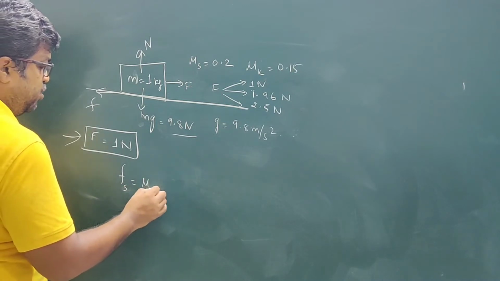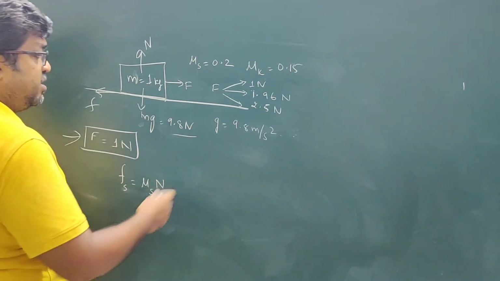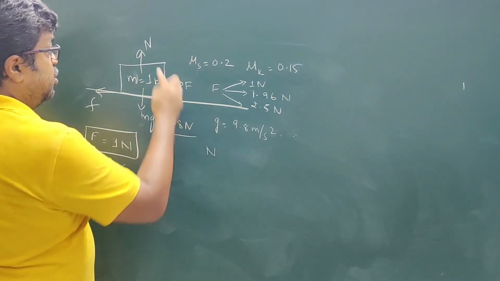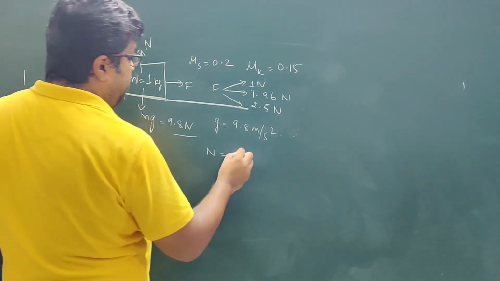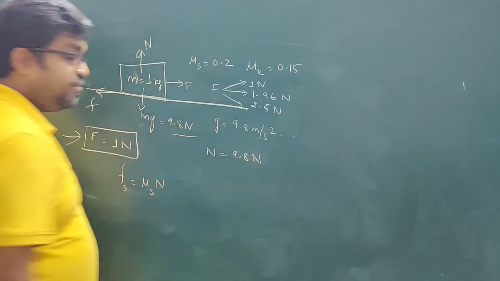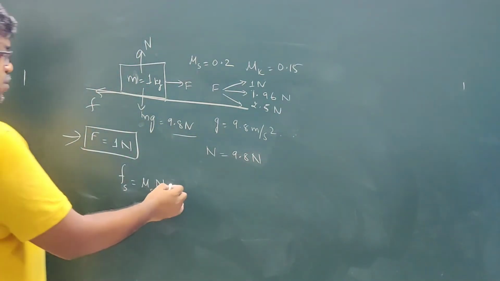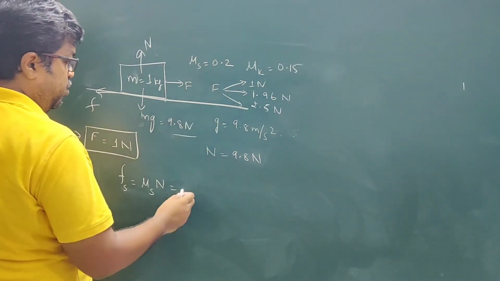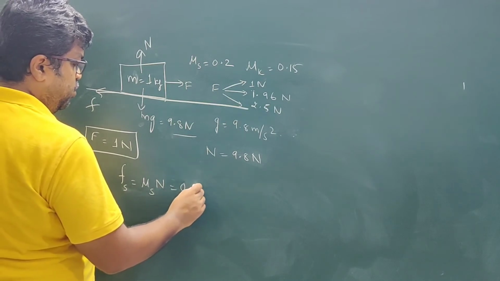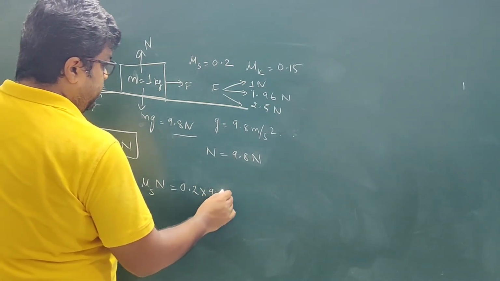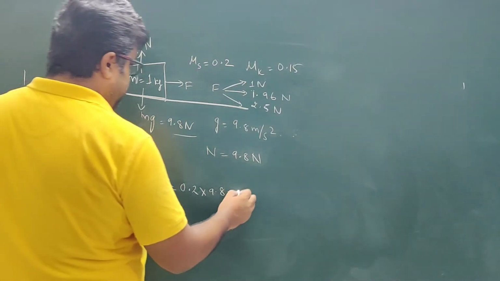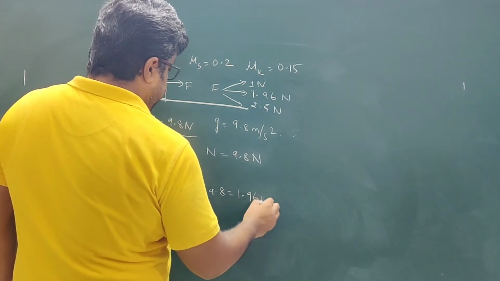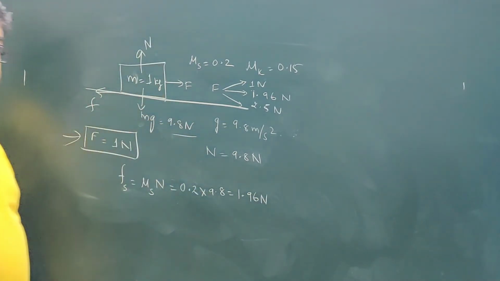Fs is equal to mu s times the normal reaction. Here, the normal reaction will be equal to mg, because there is no motion in this direction. So N is equal to 9.8 Newton. Mu s is 0.2, so 0.2 into 9.8. This is equal to 1.96 Newton.